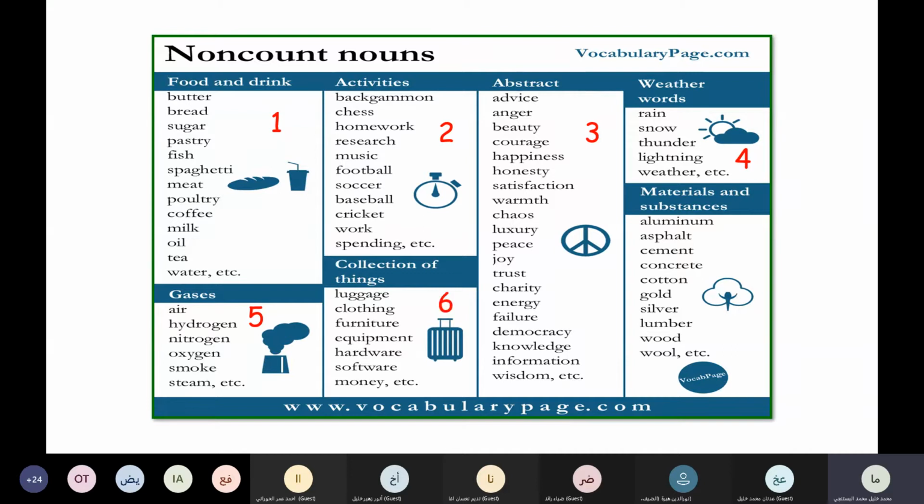The collection of things like luggage, clothing, furniture, etc. So these nouns are what? Non-count nouns. And materials and substances like cement, concrete, cotton, gold, silver, etc.